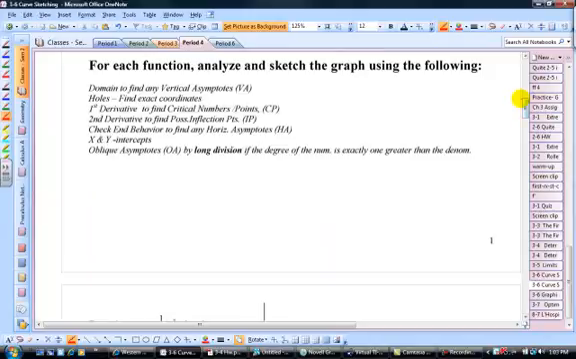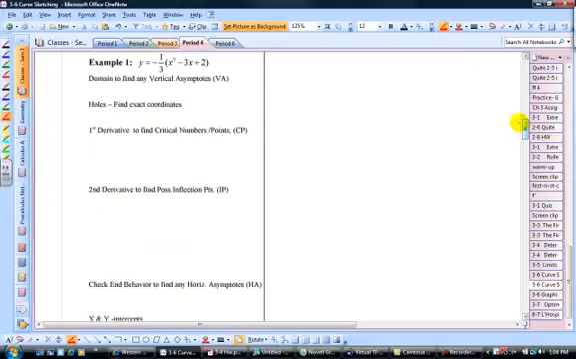Basically, for each function here, we want to analyze and sketch the function using the following. We're going to take a look at the domain to find the vertical asymptotes, abbreviated VA. We're going to find any holes if they have any, and find their exact coordinates. We're going to use the first derivative to find our critical points, and the second derivative to find any points of inflection. We're going to check the end behavior to find any horizontal asymptotes, and find x and y intercepts if we can. If the degree of the numerator is exactly 1 greater than the denominator, we're going to find some oblique asymptotes too, if the function has them. So let's get right into it. Let's take a look at our first example.